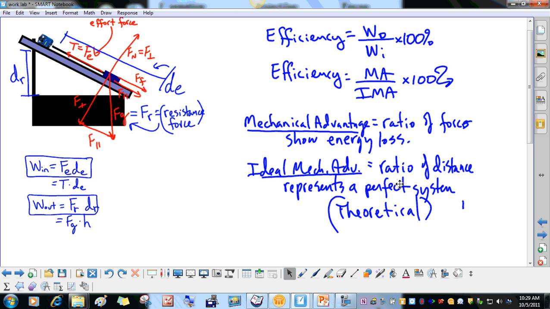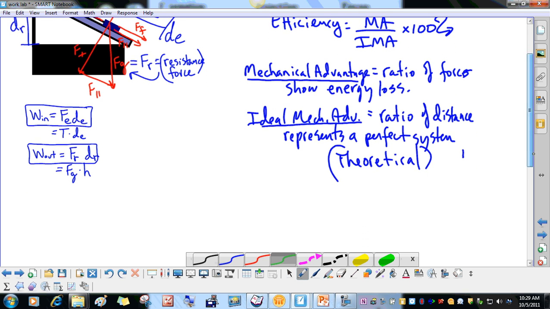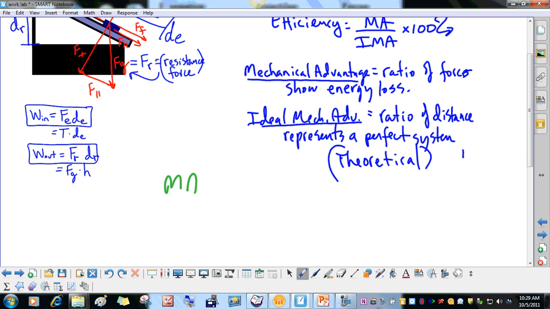So mechanical advantage shows energy loss. Well, what is the equation for mechanical advantage? Let me show you. Mechanical advantage is perfect. Ideal mechanical advantage is Dieter. So just remember Ferfadieter. Ferfadieter, say it. Michelle, say it. Say it by yourself.